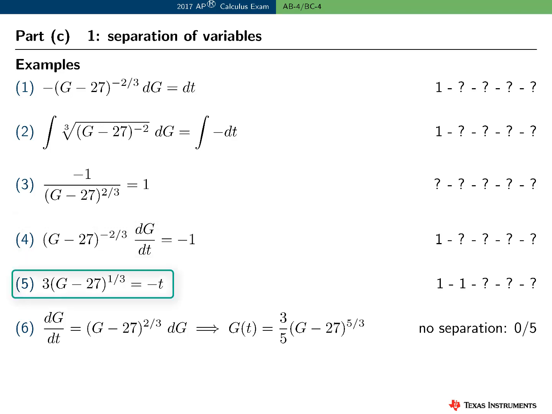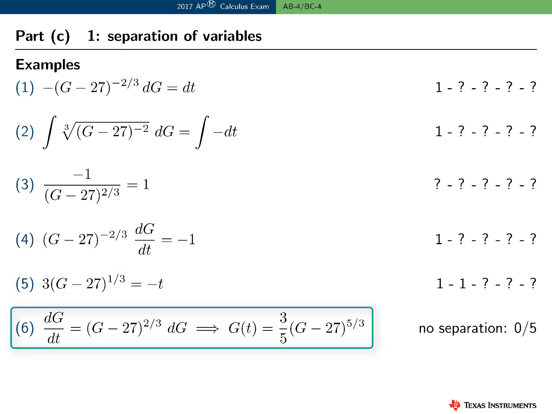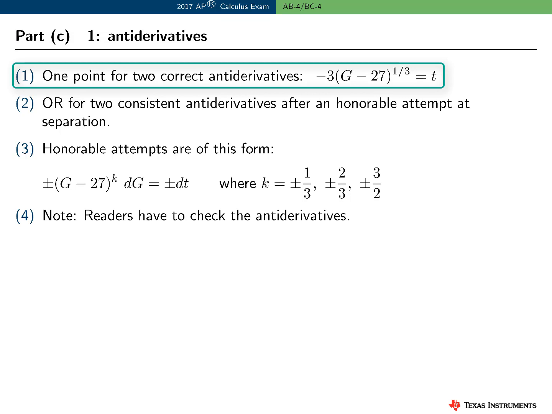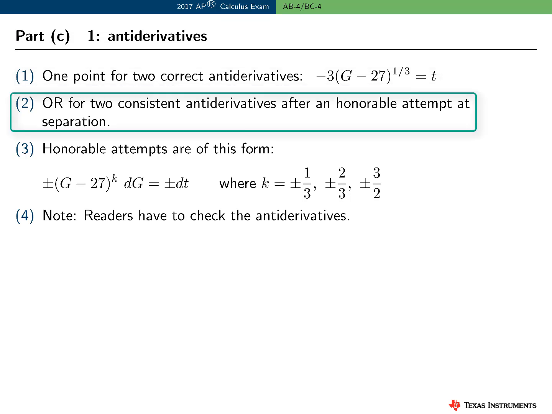In example 5, the student has actually separated the variables and found the correct antiderivatives in one step. They earn the first 2 points. And example 6 illustrates a case of no separation of variables. This student earns no points in this part. The second point in Part C is for the correct antiderivatives. The student earns 1 point for 2 correct antiderivatives. Or, and this is a little fuzzy, for 2 consistent antiderivatives after an honorable attempt at separation.